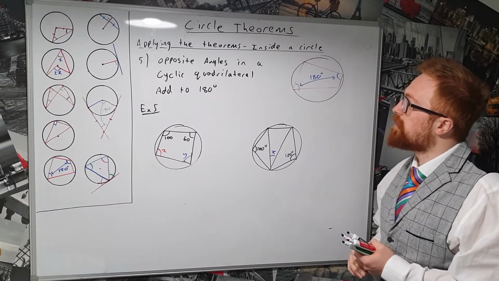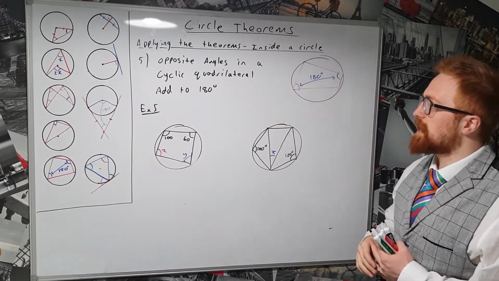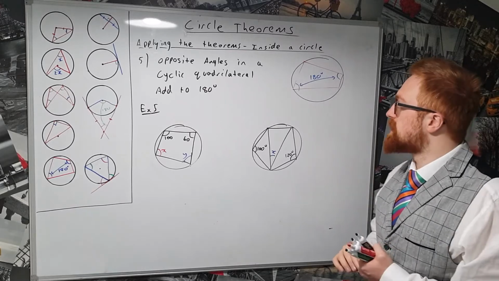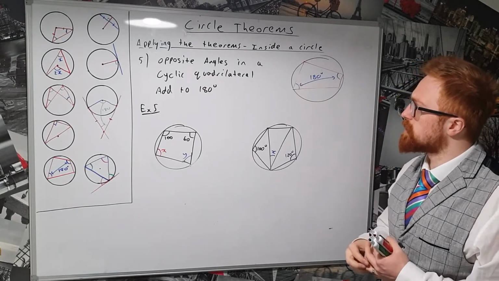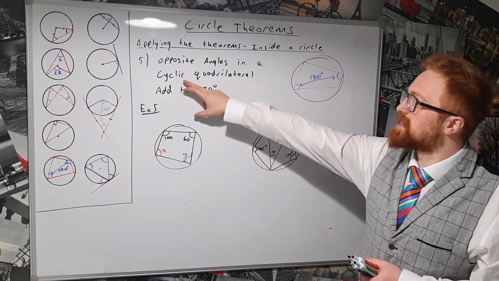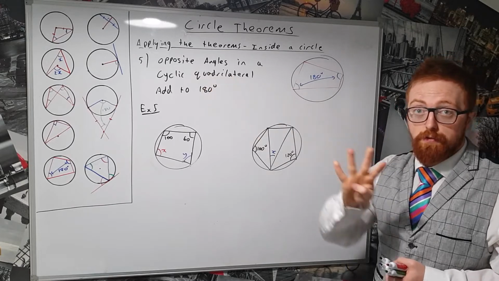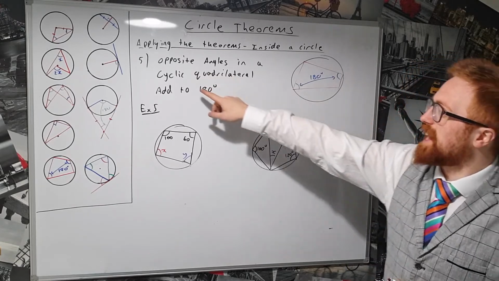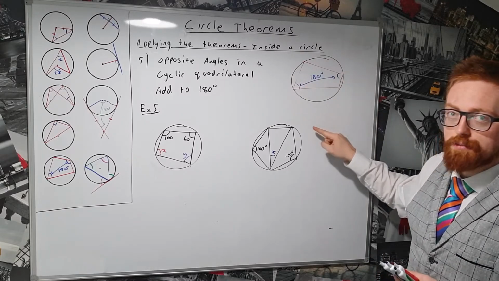Okay, so on to our fifth and final circle theorem of part 1. Opposite angles in a cyclic quadrilateral add up to 180 degrees. So there's a lot of words in there that need deconstructing. Say cyclic quadrilateral first of all. Well, quadrilateral is just a four-sided shape, and it's cyclic if all four of its corners are on a circle.